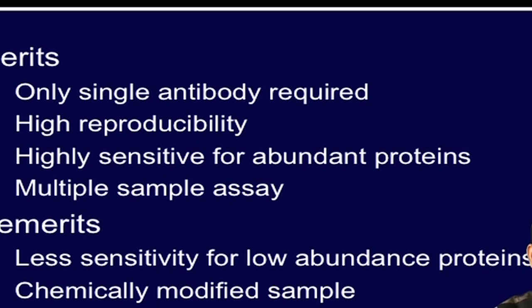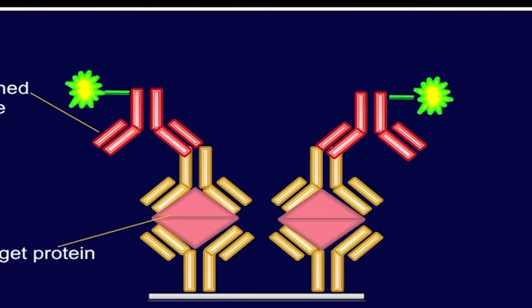However, it has several disadvantages as well. It is less sensitive for low abundant proteins. Chemically modified samples are used and there is some chance of cross-reactivity. We'll now discuss indirect labeling.